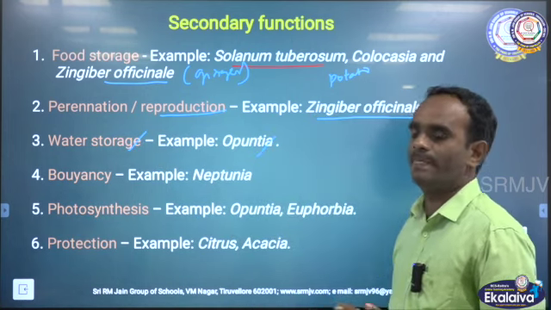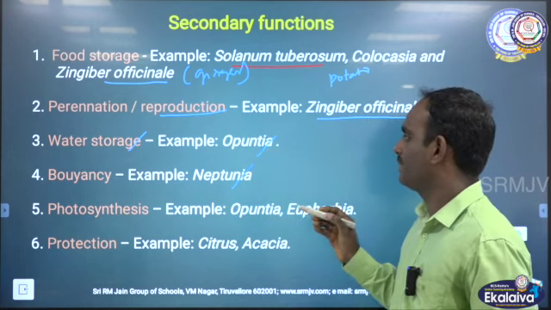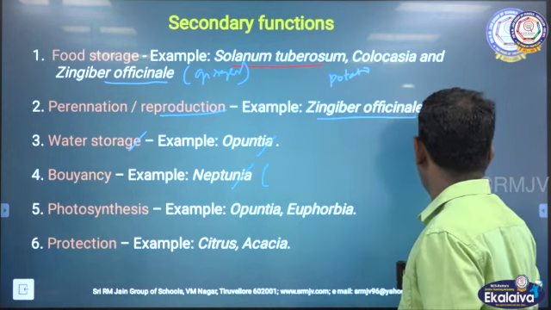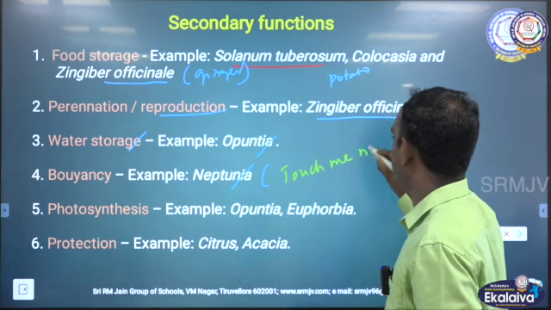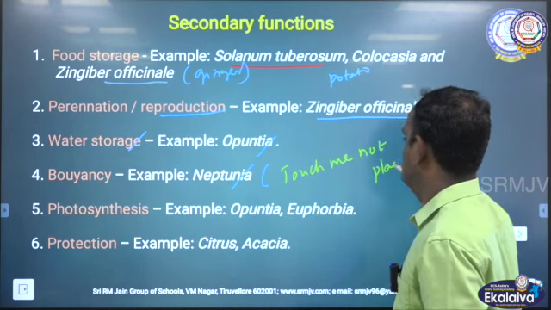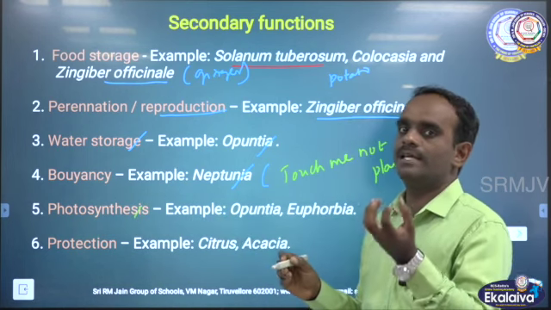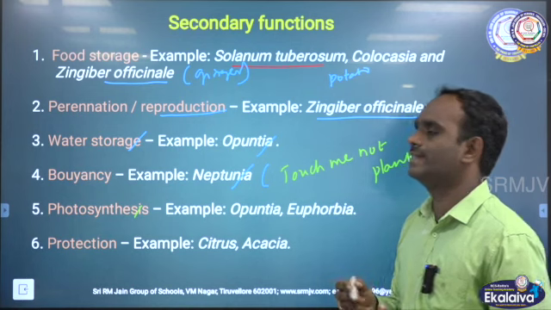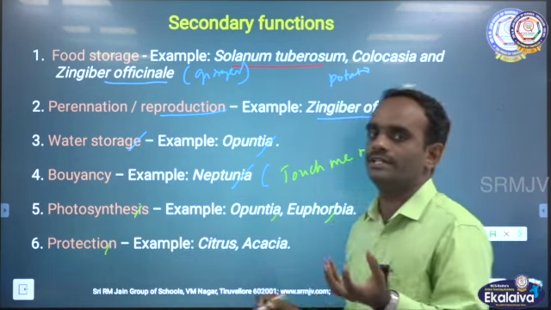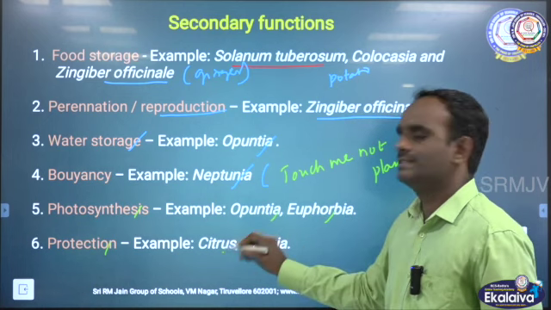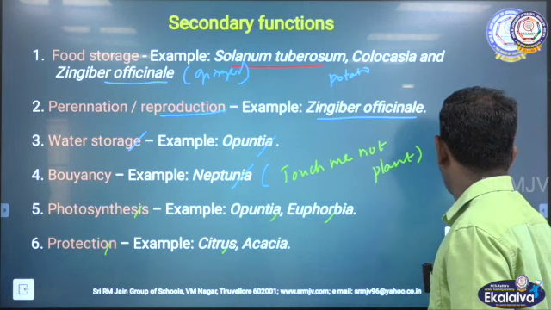Third one, it is involved in water storage. Example, Opuntia. It is involved in buoyancy. Example, Neptunia, that means the touch-me-not plant. And then it is involved in photosynthesis. Example, Opuntia, Euphorbia. Then it is involved in protection. Example is citrus. So all these are the secondary functions of the stem.